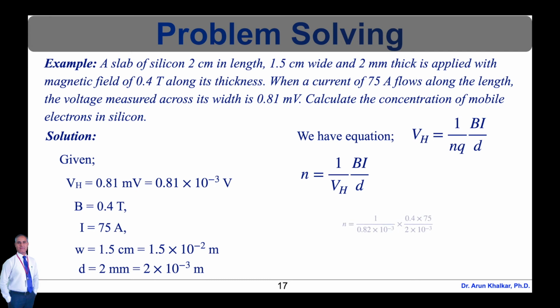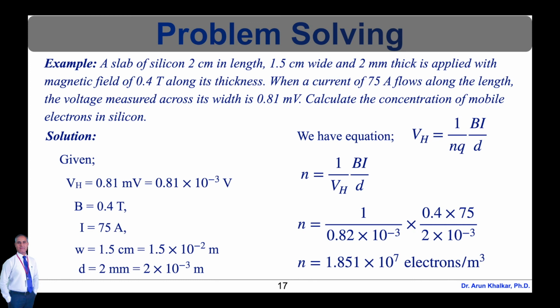So simply putting the values of all these parameters in this equation, we can write small n is equal to 1 upon 0.82 × 10^-3 into 0.4 × 75 divided by 2 × 10^-3. After calculating all these values, finally we have small n equal to 1.851 × 10^7 electrons per meter cube. So this is the concentration of mobile electrons in the silicon slab.